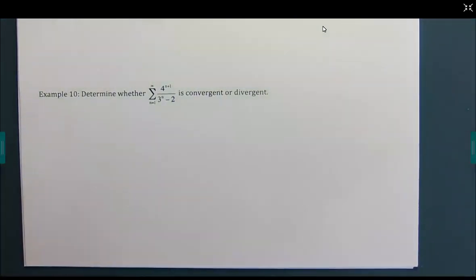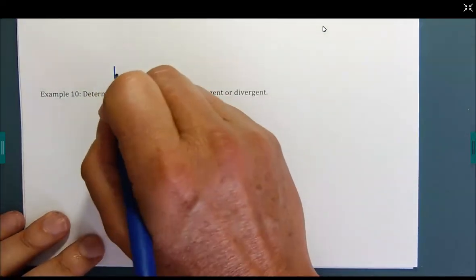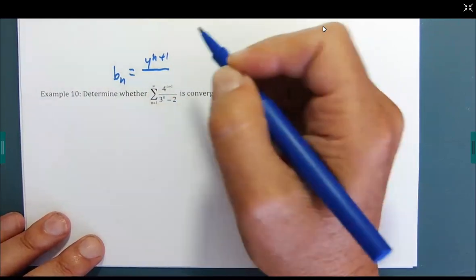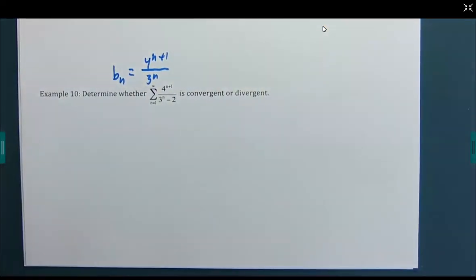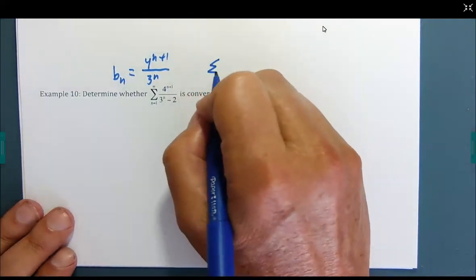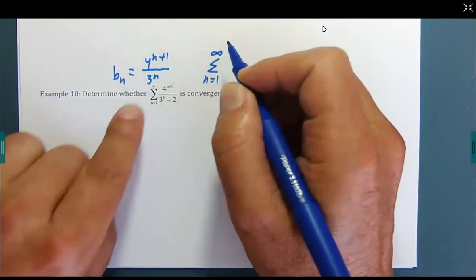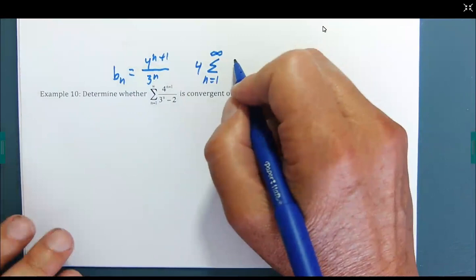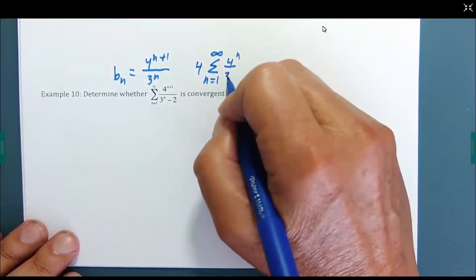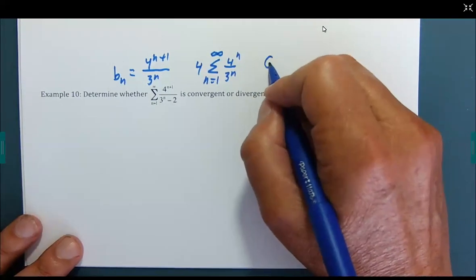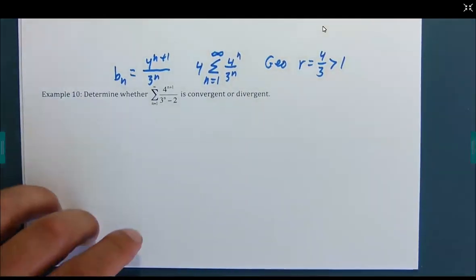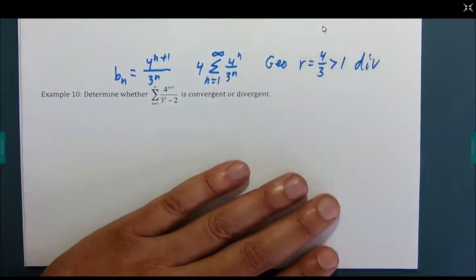All right, so what are we going to compare this one to? Well, I'm going to get rid of that -2, and we are going to compare this to b sub n is going to be 4 to the n plus 1 over 3 to the n. Now we got to, when we do the summation, so the 4 to the n plus 1 is actually 4 to the n times 4. So I'm going to pull an extra 4 out. So we end up with 4 to the n over 3 to the n. And this is a geometric series where r in this case is 4/3, which is bigger than 1, which makes it divergent.